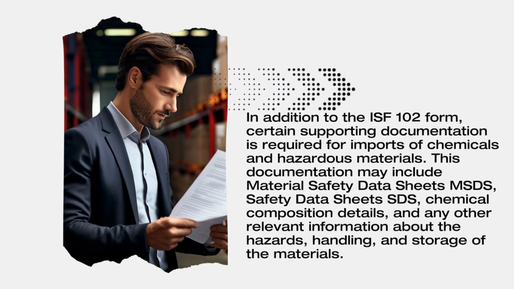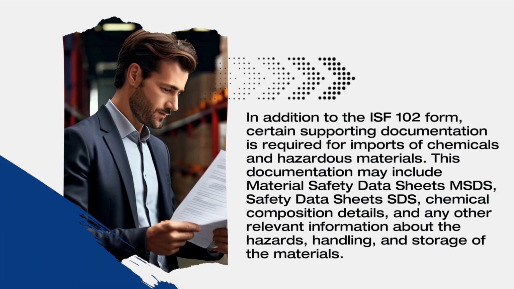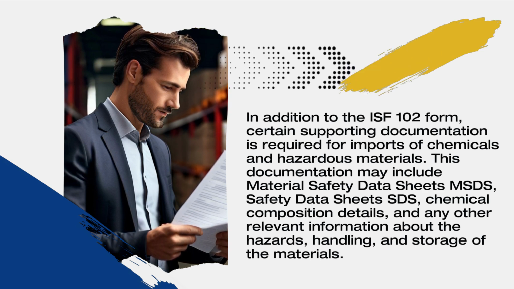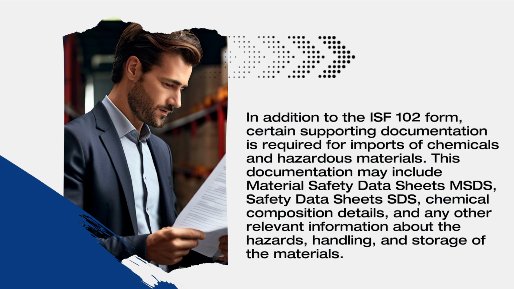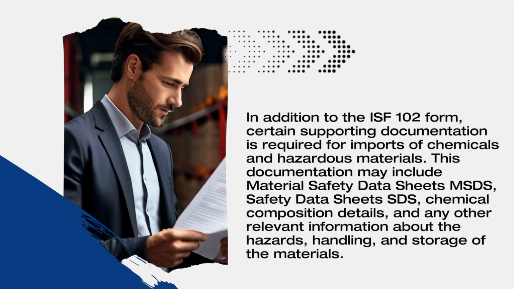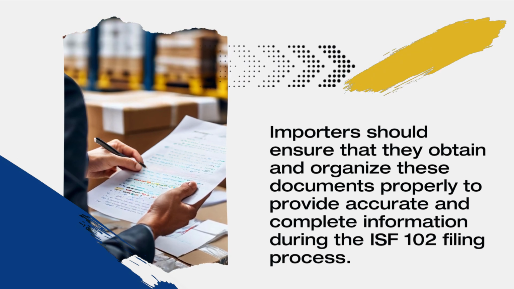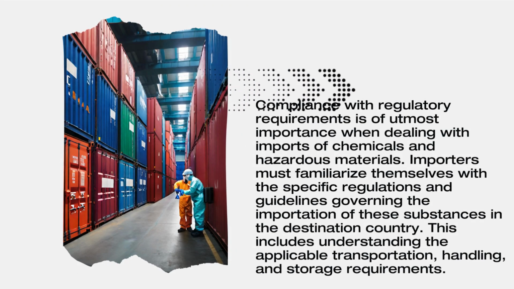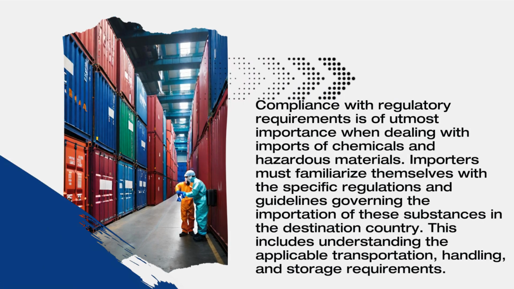In addition to the ISF 102 form, certain supporting documentation is required for imports of chemicals and hazardous materials. This documentation may include Material Safety Datasheets (MSDS), Safety Datasheets (SDS), chemical composition details, and any other relevant information about the hazards, handling, and storage of the materials. Importers should ensure that they obtain and organize these documents properly to provide accurate and complete information during the ISF 102 filing process.